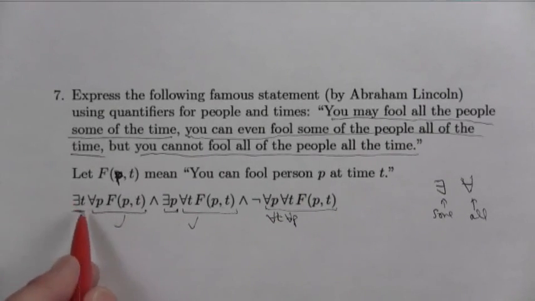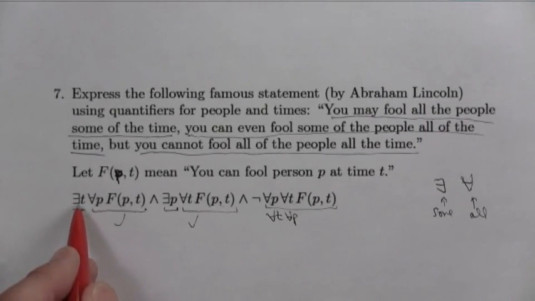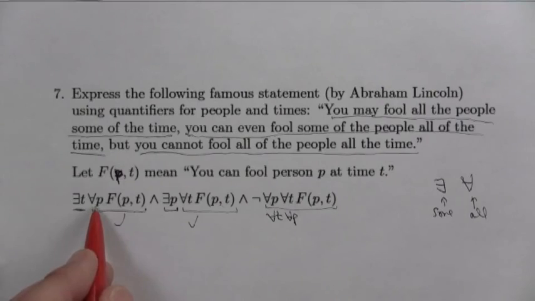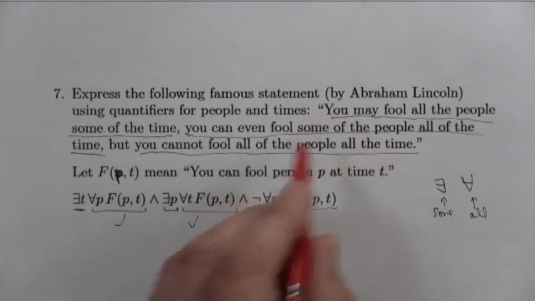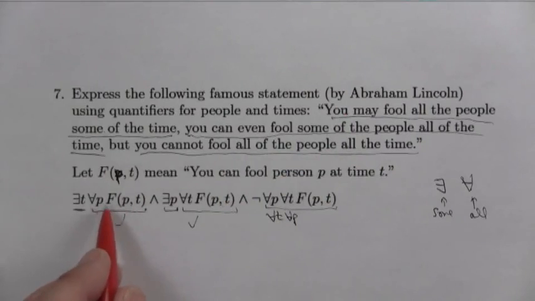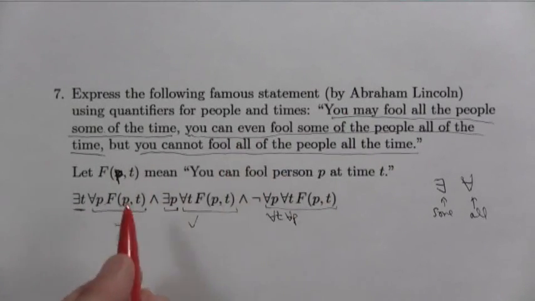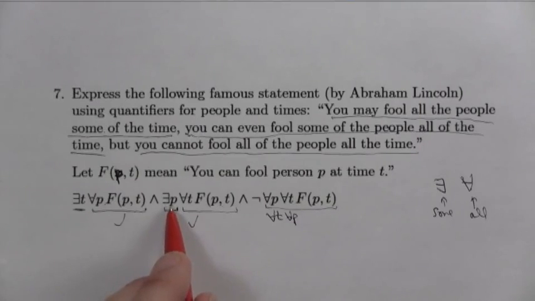So let's just recap. This says there are times when you can fool all of the people. The first clause is about fooling all people, and it says that there are times when you can do that. The second clause is different. It says there are people that you can fool all of the time.